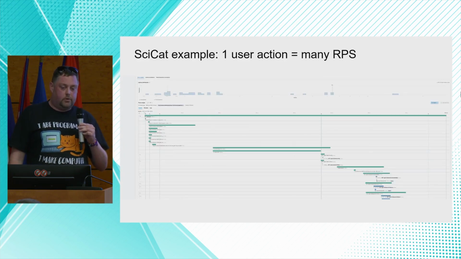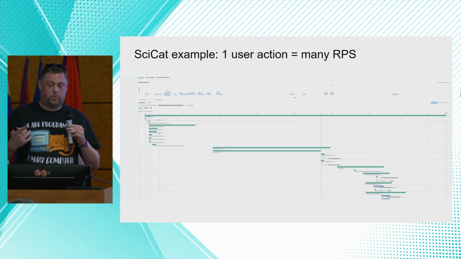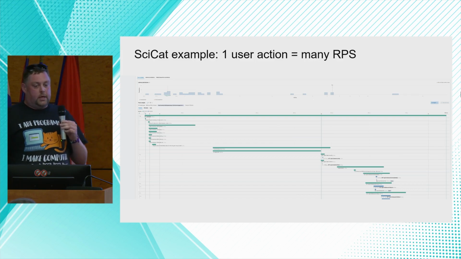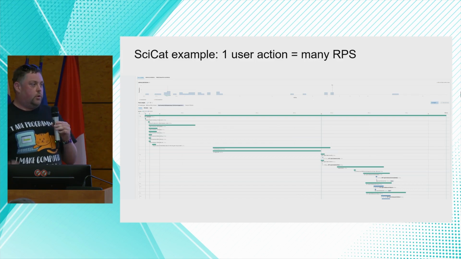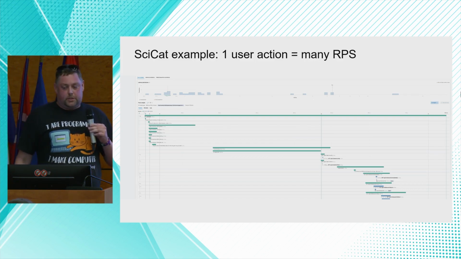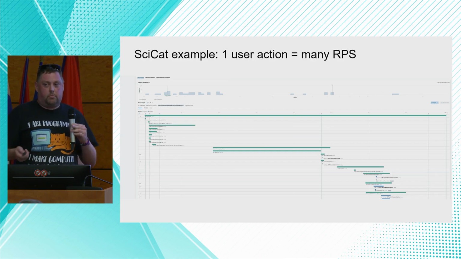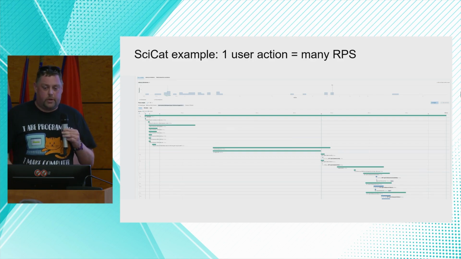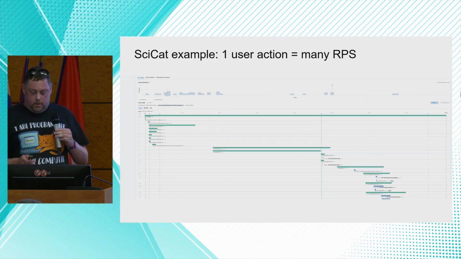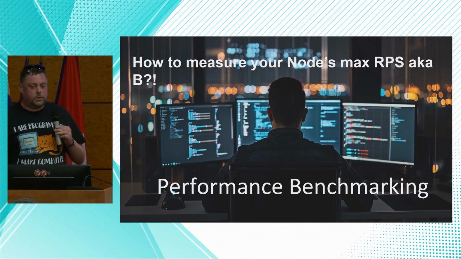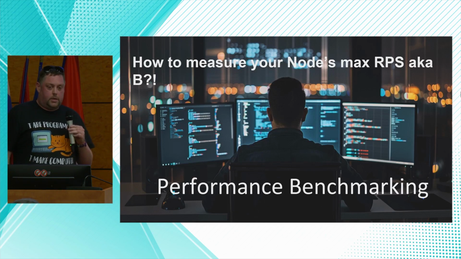So how do you actually get these numbers? For A, there is no magic. It's just some assumptions or predictions, or if you have a running system, you can use observability tools. Here's an example from a scikit. When you go to the data sets, it actually produces thousands of requests, which gives you this RPS for that activity.